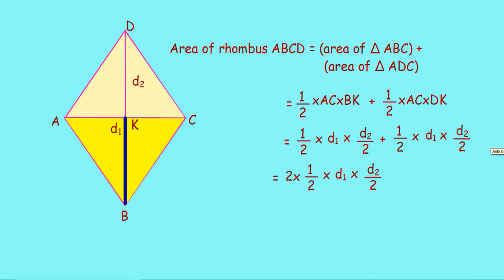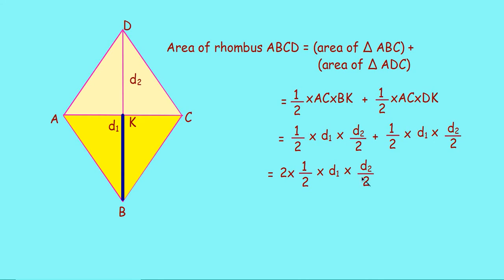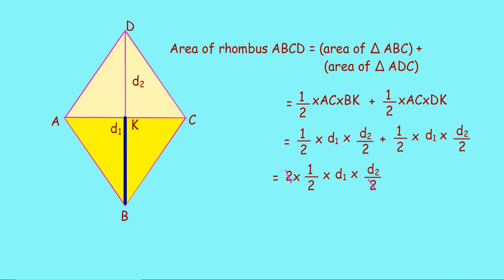Here this 2 and 2 can be cancelled. So what is remaining? Half into D1 into D2. So area of the rhombus ABCD we can write as half D1 D2. So area of a rhombus is half D1 D2, where D1 and D2 are the diagonals of the rhombus.